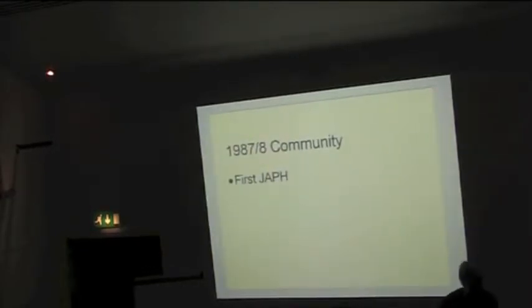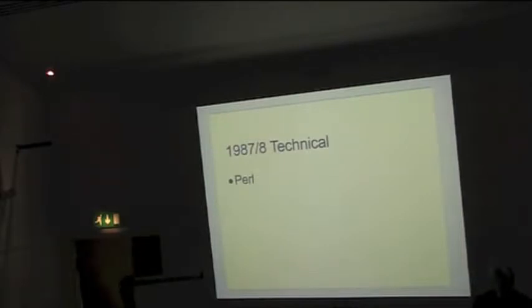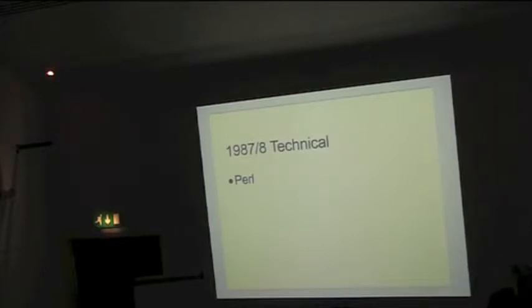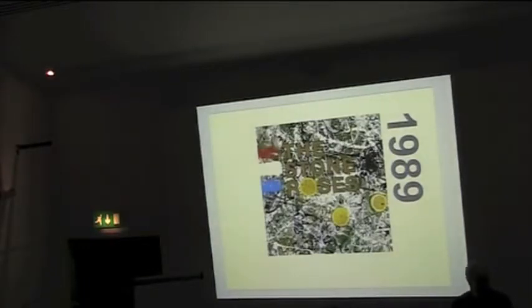In the community, not much going on, obviously, because there wasn't much of a community. Interestingly, the first JAPH was published to Usenet in 1988. What happened in the technical world? Well, obviously Perl came out. These lists will obviously get longer as we go on. Books, well, there was the Perl man page in 1988. But that's all. So 1989, yes, Stone Roses.